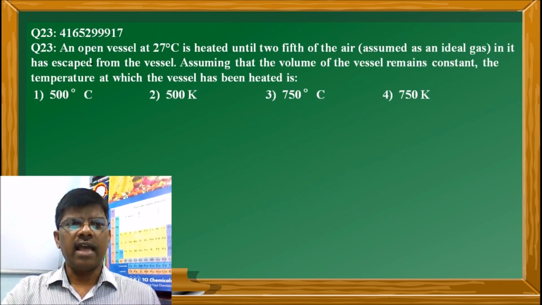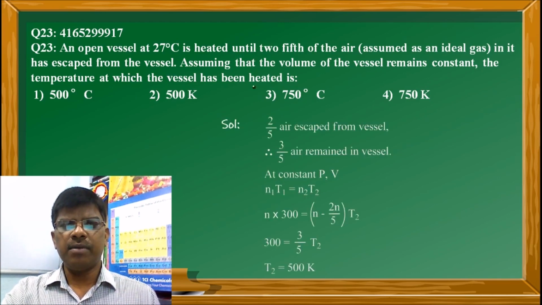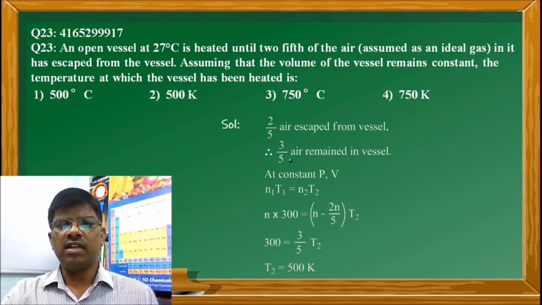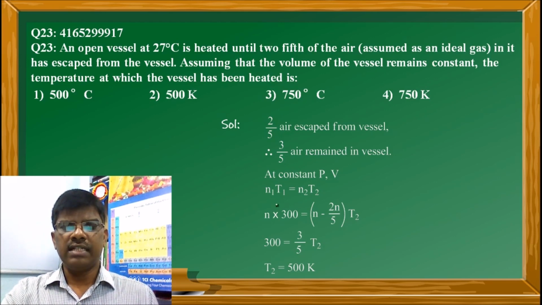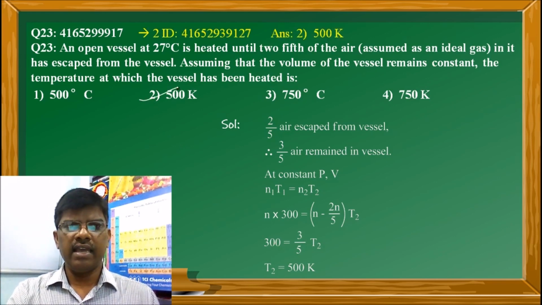Next, question number 23. An open vessel at 27 degrees centigrade is heated until 2/5 of the air, assumed as an ideal gas, in it has escaped from the vessel. Assuming that the volume of the vessel remains constant, the temperature to which the vessel has been heated is, we know, how much air escaped? 2/5 of the air. That means the remaining air is 3N by 5. At constant pressure and volume, what is the equation? N1 T1 equal to N2 T2. That is N1 into 300 equal to N minus 2N by 5 into T2. Yes, so 300 equals 3 by 5 T2. T2 is 1500 divided by 3, which gives 500 K. So option number 2, which says 500 K, is the correct option, friends.